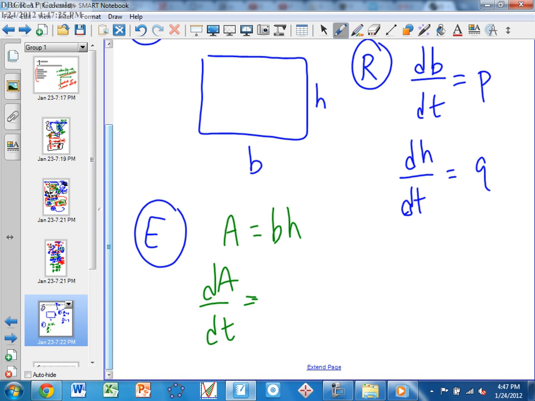How would you differentiate something that says B times H? What kind of a rule would you use? Product rule. That's where the trick is, okay? So it's.